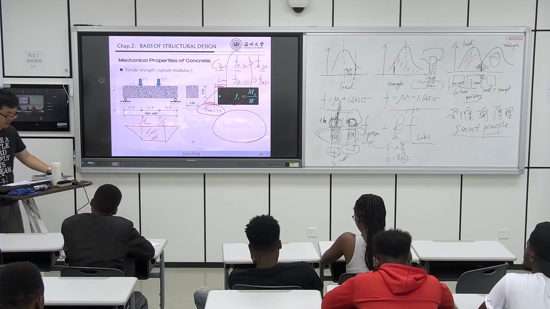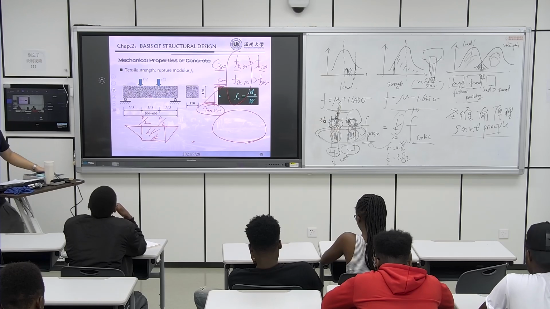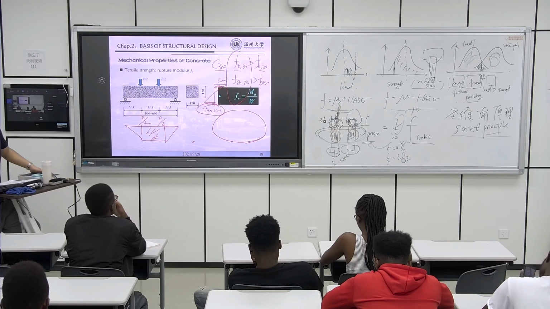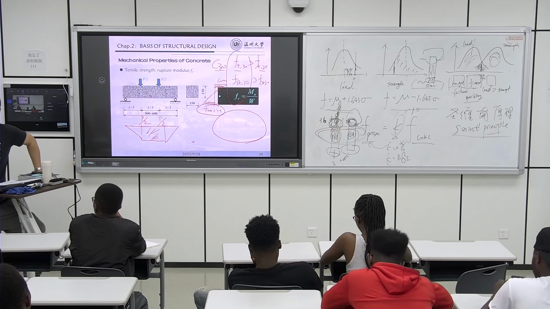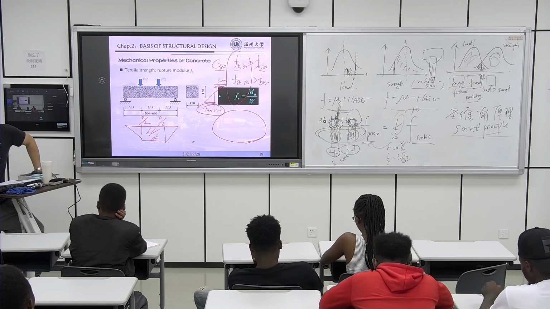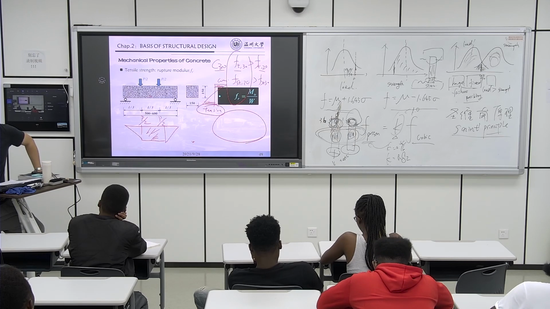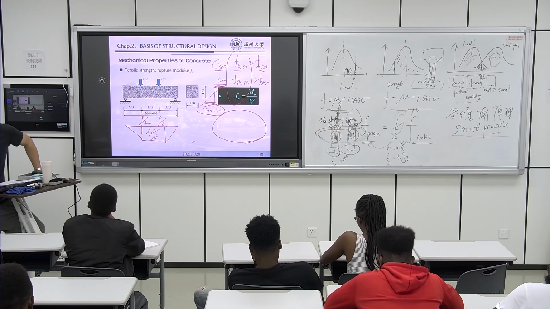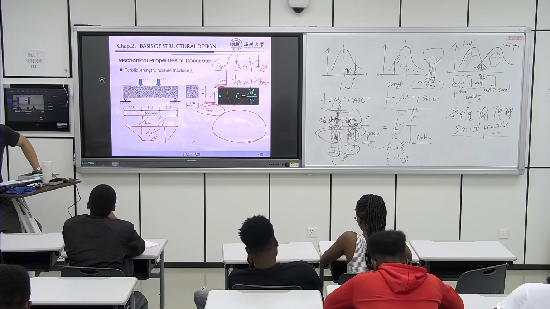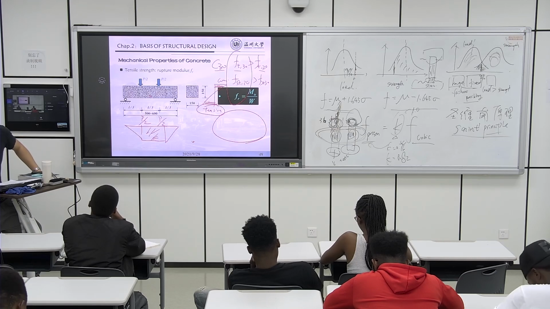I summarize it, to make it easy to understand. For concrete, the important strengths we need to know are the cubic compressive strength, the prism compressive strength, and the tensile strength. These are the three important strengths relative to concrete. And for cubic compressive stress, we know the test process easily.